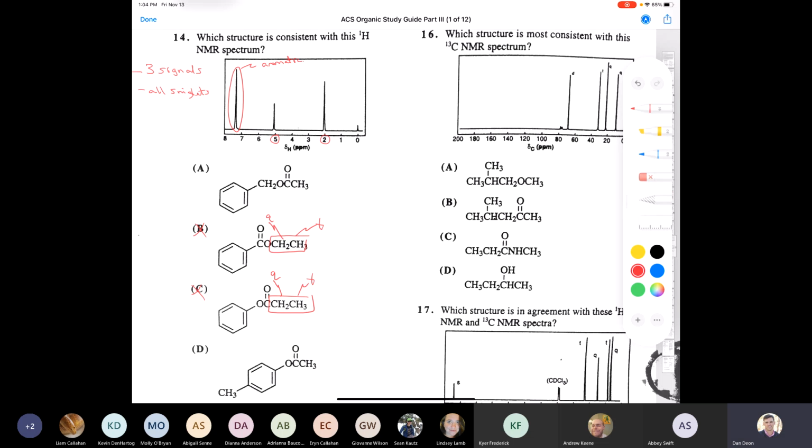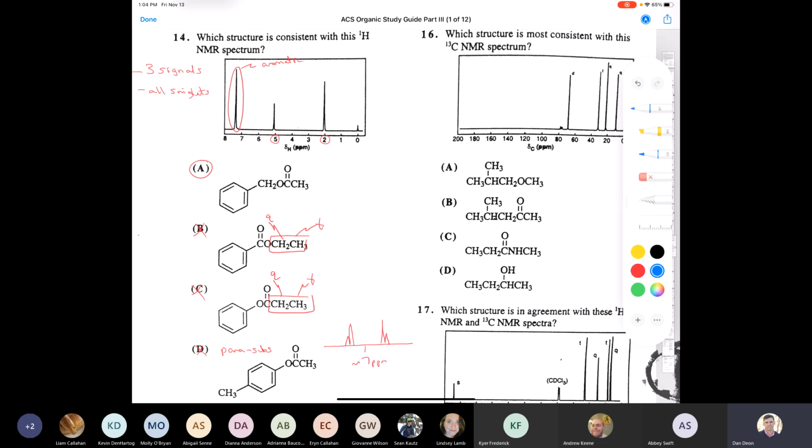Another thing that I noticed right away that gives me pause, that it can't be D, is that D is para-substituted. When we have para-substitution on a ring, in the aromatic region, around 7 parts per million, we're going to see a doublet of doublets that lean in towards each other like that. Since we don't see that doublet of doublets around 7 parts per million, that tells us it's not para-substituted.